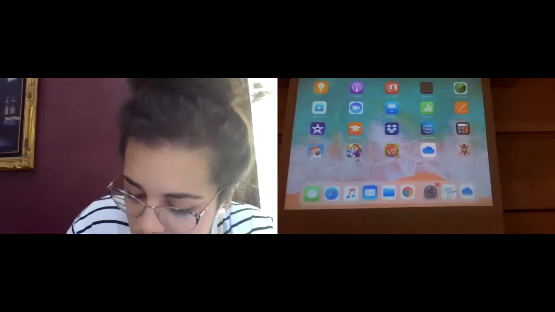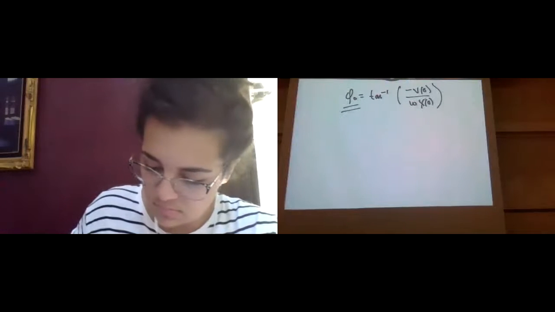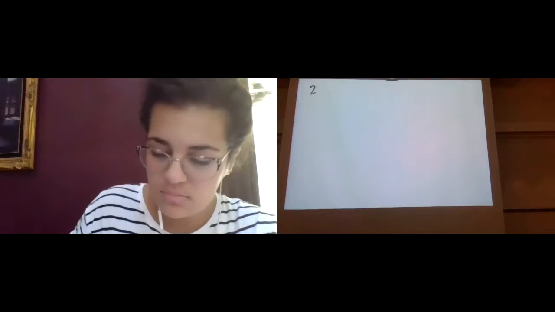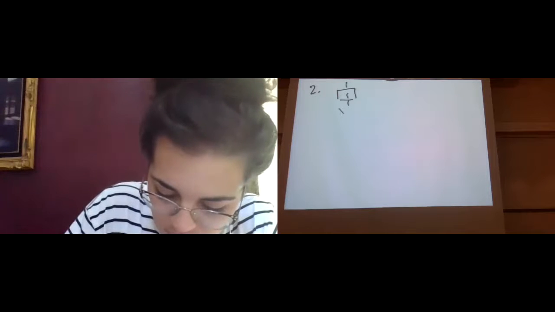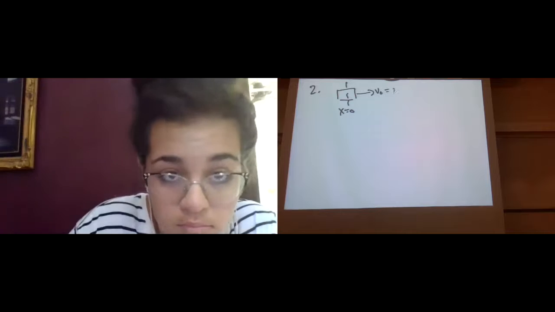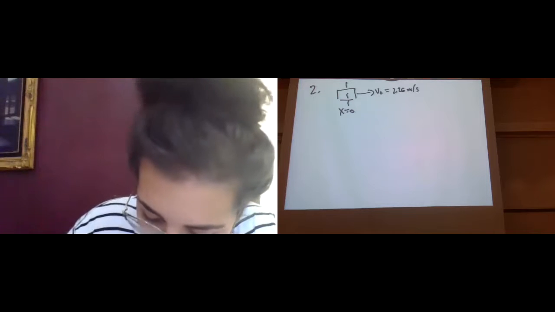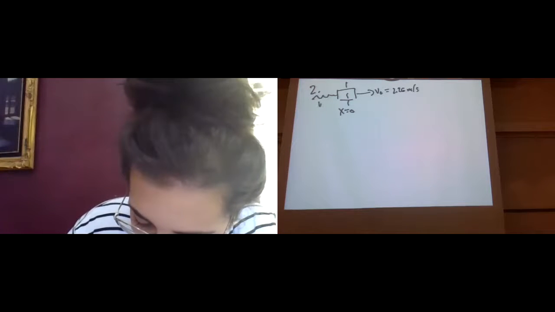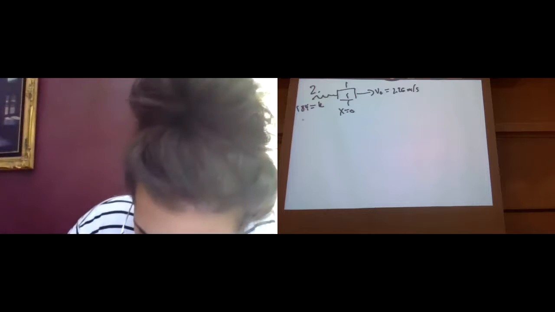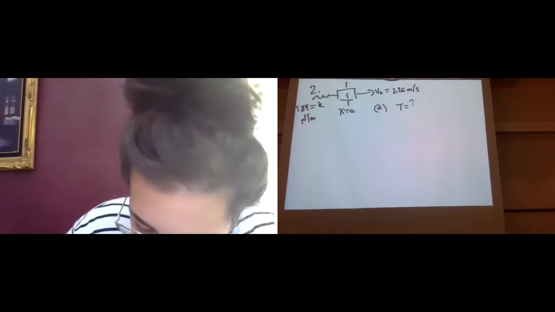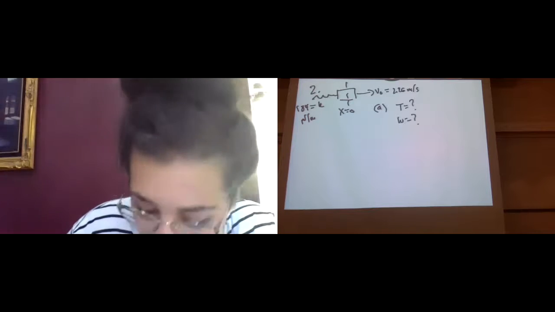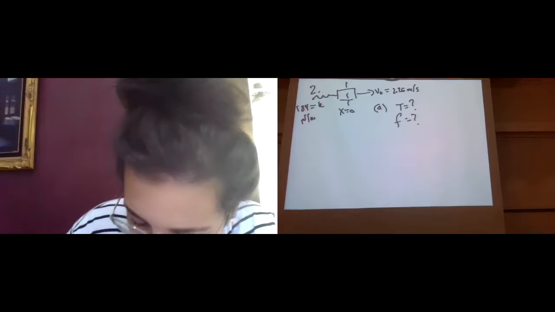So let's do that. So, question number 2. Let's quickly redraw. Here it is. It's at x equal to 0, given an initial velocity v0, which is equal to 2.26 meters per second. This thing has a spring. The spring constant is 184 newtons per meter. Part A, we want to know what is the period and what is the frequency.